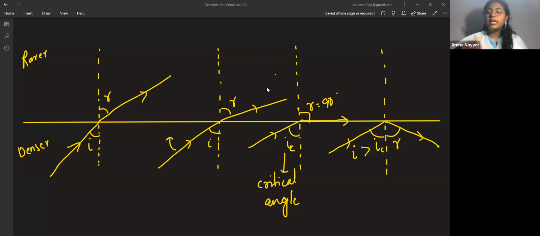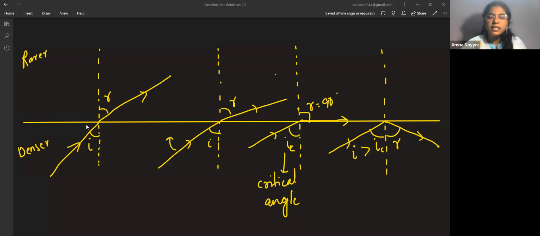Okay, yes. So I was saying, at this angle I'm noticing that the angle of refraction becomes 90 degrees. Fine. Now, this angle for which the angle of refraction becomes 90 degrees is known as the critical angle. Third part is clear?